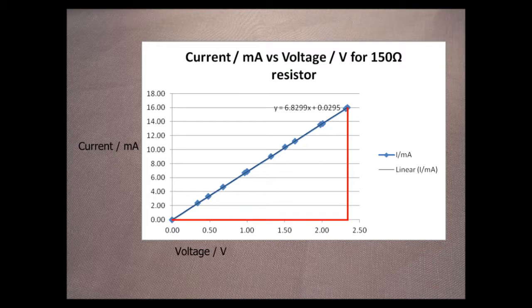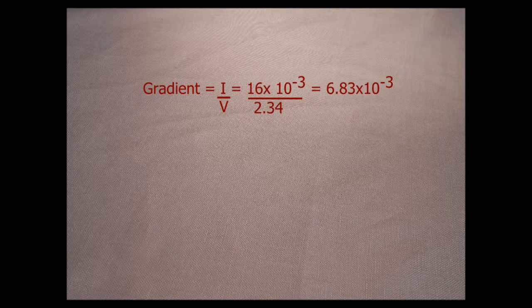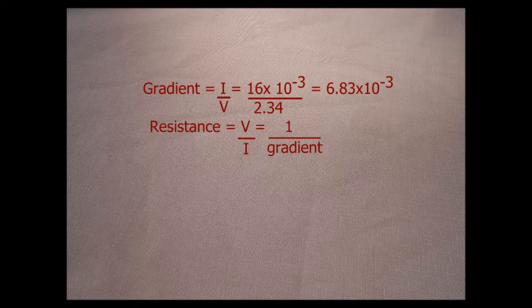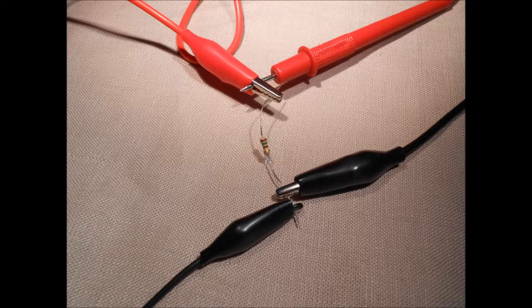The gradient of this graph is I over V, which is conductance, so the reciprocal of resistance. You can work out that the current is 16 times 10 to the minus 3 amps, and the voltage is 2.34 volts. That gives a conductance of 6.83 millisiemens. If you take the reciprocal of that, the resistance is 146 ohms. This is the actual resistor I used, and it's a brown, green, brown pattern. It says 1, 5, then 1, 0, so 150 ohms, and that's within 5% of the value I got.